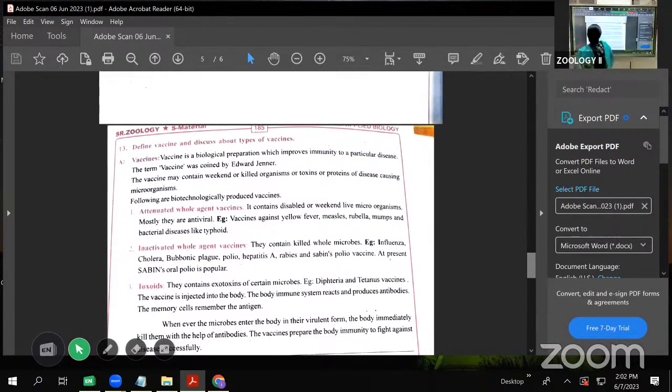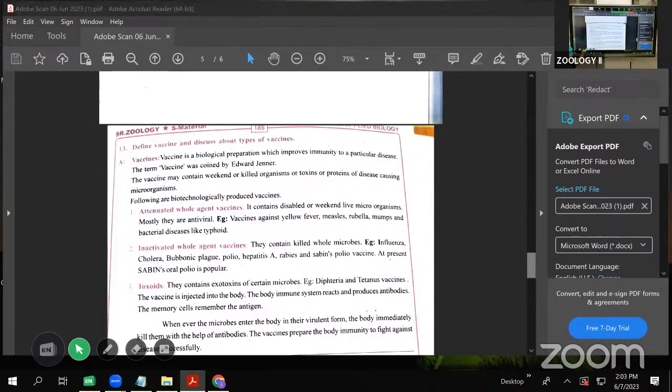Define the vaccine and discuss the types of vaccines. Vaccines are mainly biological preparations. They are prepared from the same type of microorganisms. What is the use of that? They improve the immunity against particular diseases. For giving immunity against particular diseases, vaccines are useful.